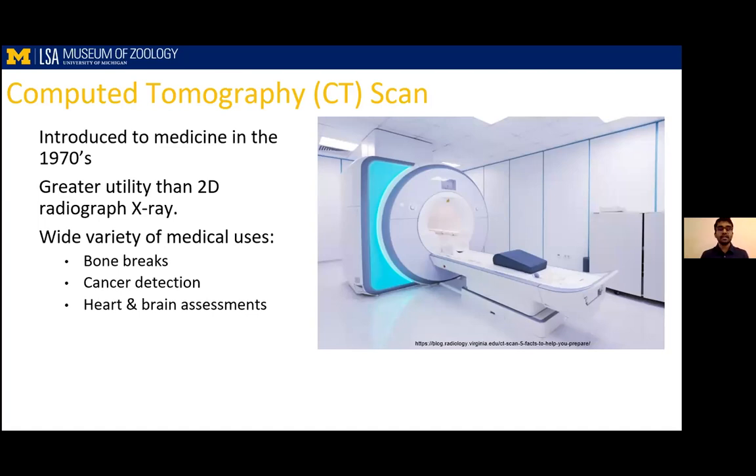So for example, if someone is interested in the rib cage, particularly in your shoulder region, with an X-ray radiograph they will have to deal with the clavicle or the scapula, whereas with the CT scanner, they can look directly at the ribs. There are, of course, a wide range of medical uses. They can be used for assessing bone breaks, in cancer detection, in heart and brain assessments, and a whole variety of other things that I have not mentioned here.